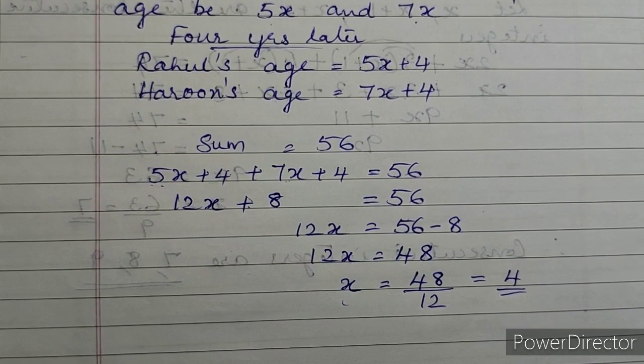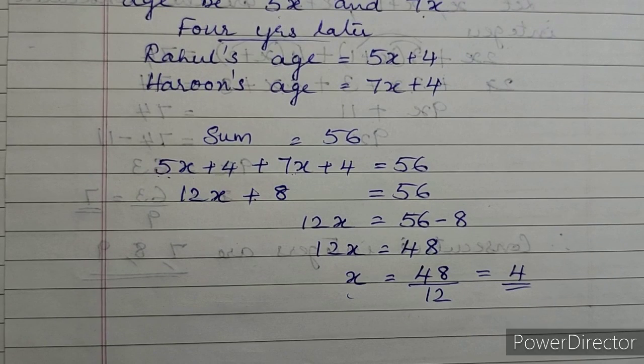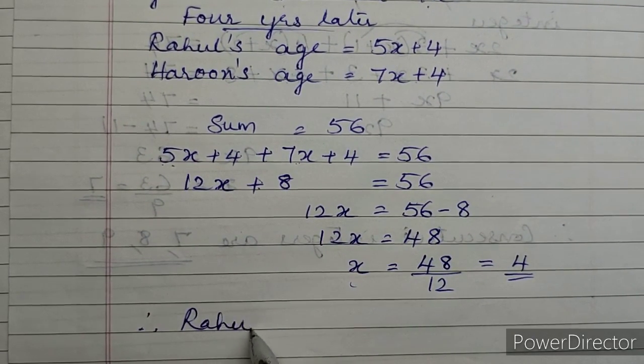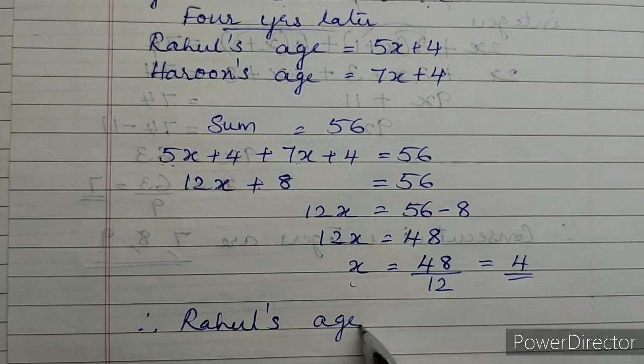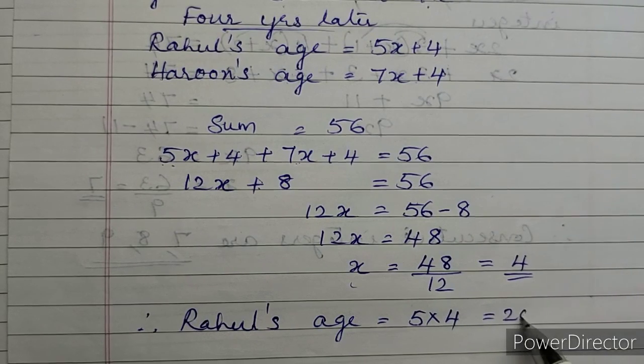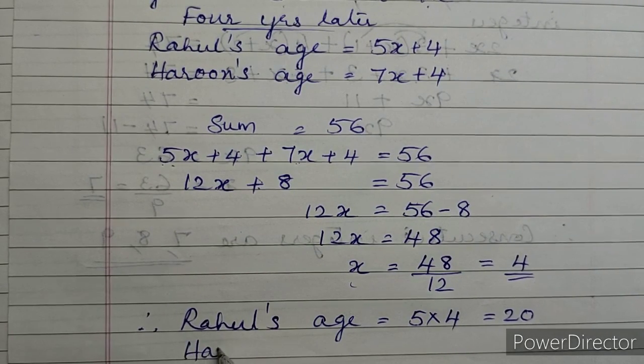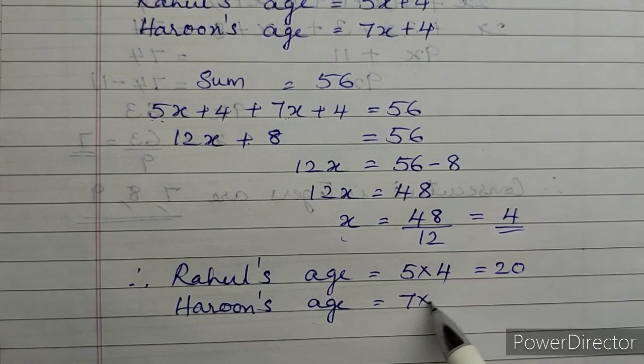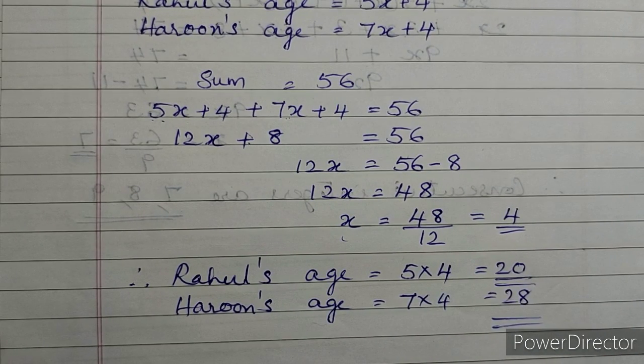So what will be Rahul's and Harun's age? You have to multiply with 5 and 7 respectively. Therefore, Rahul's age equals 5 into x, that is 4, equals 20, and Harun's age is 7x, so 7 into 4, it is equal to 28. So 20 and 28 are the ages of Rahul and Harun. Hope you understood the sum.